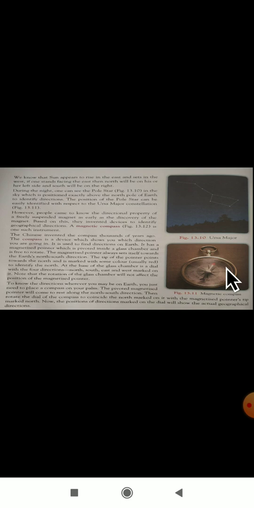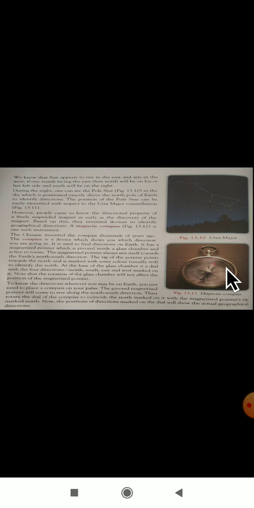direction. It has a magnetized pointer which is pivoted inside a glass chamber and is free to rotate. One magnetized pointer is there, and this pointer will move according to the direction. It will rotate. The magnetized pointer always sets towards the Earth's north-south direction. The tip of the pointer points towards the north and is marked with some color, usually red.